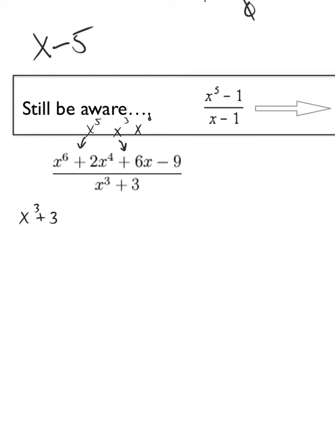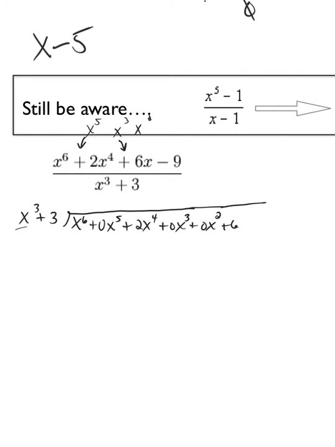Notice this is an x cubed term. When we were doing synthetic division, this couldn't be an x cubed. So that's the one thing about long division that's necessary to be able to know how to do it. X to the 6th plus 0x to the 5th plus 2x to the 4th plus 0x to the 3rd plus 0x to the 2nd plus 6x minus 9. Way longer than we thought it would be.